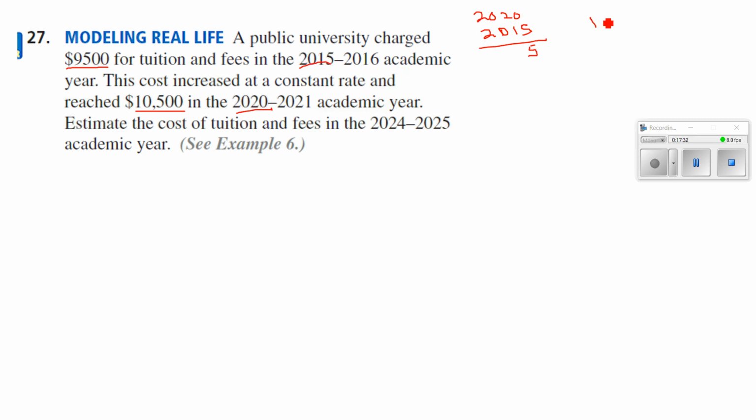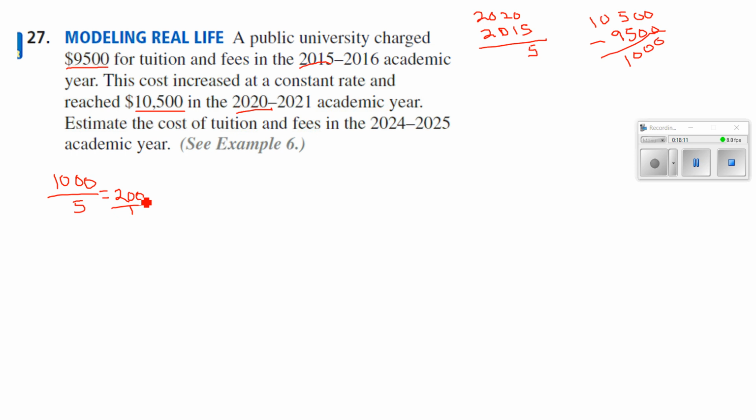I think I'm going to double check here. 10,500, we're minusing 9,500. Yep, that's a difference of 1,000. So that means that's a difference of $1,000 for every 5 years that happened there. 1,000 divided by 5 would be 200. All right, so that'd be 200 over 1 as a slope.